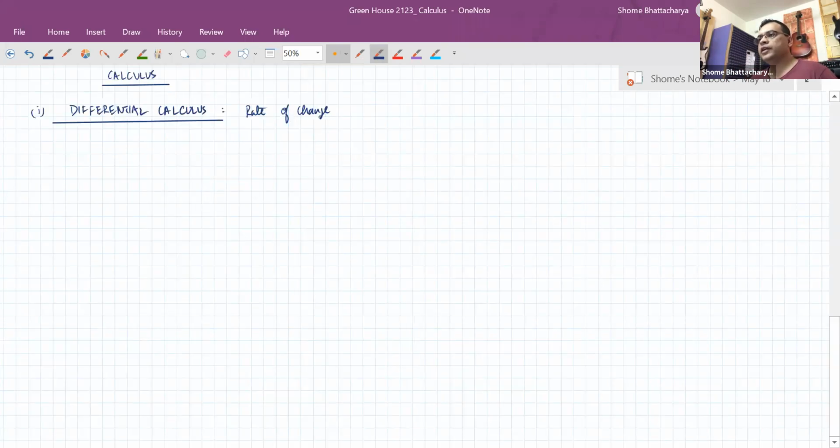So when we talk about rate of change, the question is rate of change of what? It's not limited to only rate of change of distance with respect to time, which is speed, or rate of change of velocity with respect to time, which is acceleration. It can be rate of change of anything.